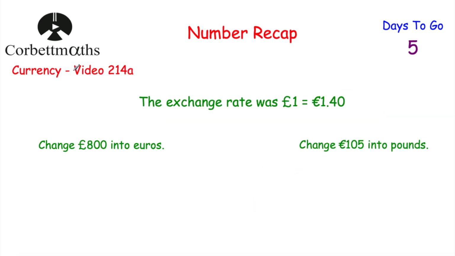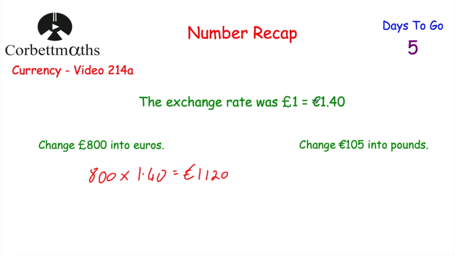Okay, next let's look at currency. Sometimes you may be given an exchange rate such as £1 equals €1.40. So in other words, every pound is worth €1.40. And you may be asked to exchange something such as £800 into euros. So what you would do is multiply this number by 1.4, because for every pound you get €1.40. So £800 multiplied by 1.40 tells us how many euros you'd get, and that is equal to 1,120.